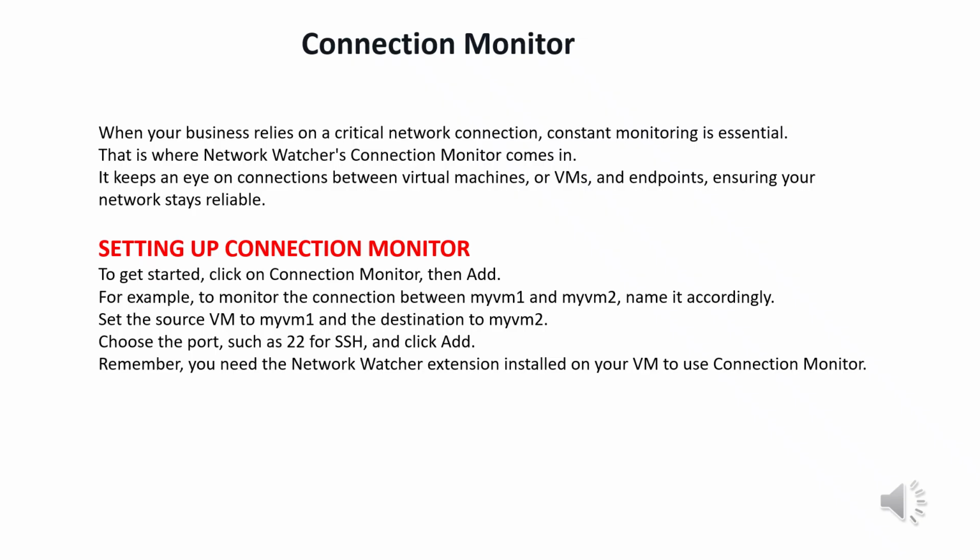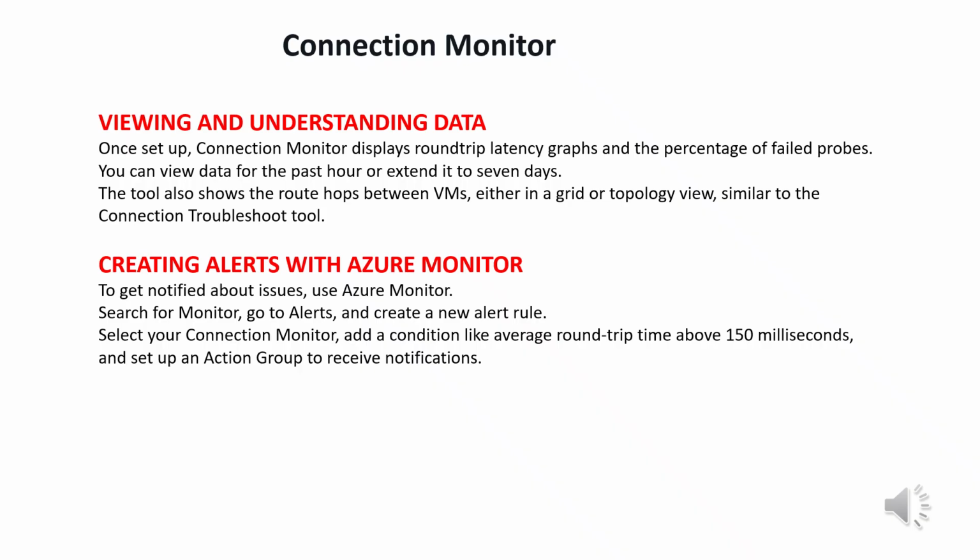Remember, you need the Network Watcher extension installed on your VM to use Connection Monitor. Once set up, Connection Monitor displays round-trip latency graphs and the percentage of failed probes. You can view data for the past hour or extend it to 7 days. The tool also shows the route hops between VMs, either in a grid or topology view, similar to the Connection Troubleshoot tool.